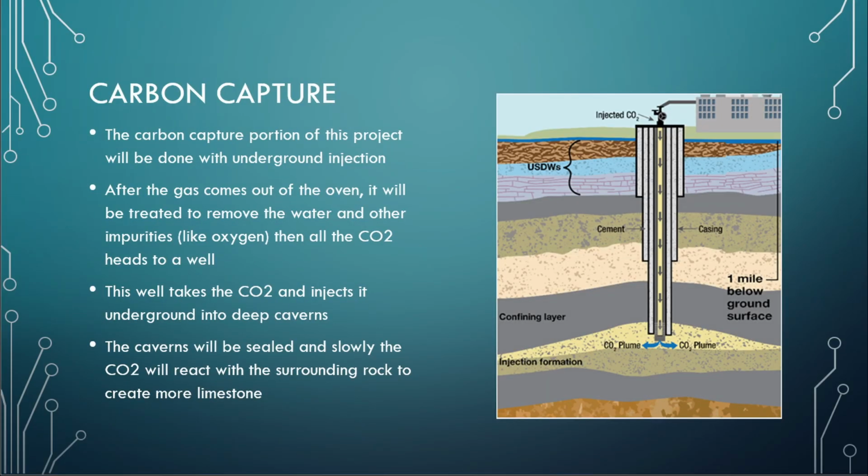Carbon capture. The carbon capture portion of this project will be done with underground injection. After the gas comes out of the oven, it will be treated to remove the water and other impurities, like oxygen. Then all the CO2 heads to a well. This well takes the CO2 and injects it underground into deep caverns. The caverns will be sealed, and slowly the CO2 will react with the surrounding rock to create more limestone.